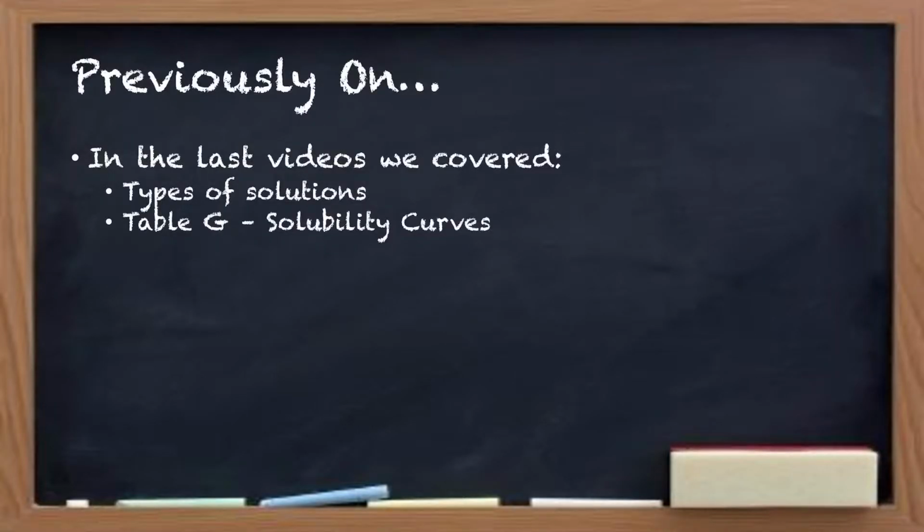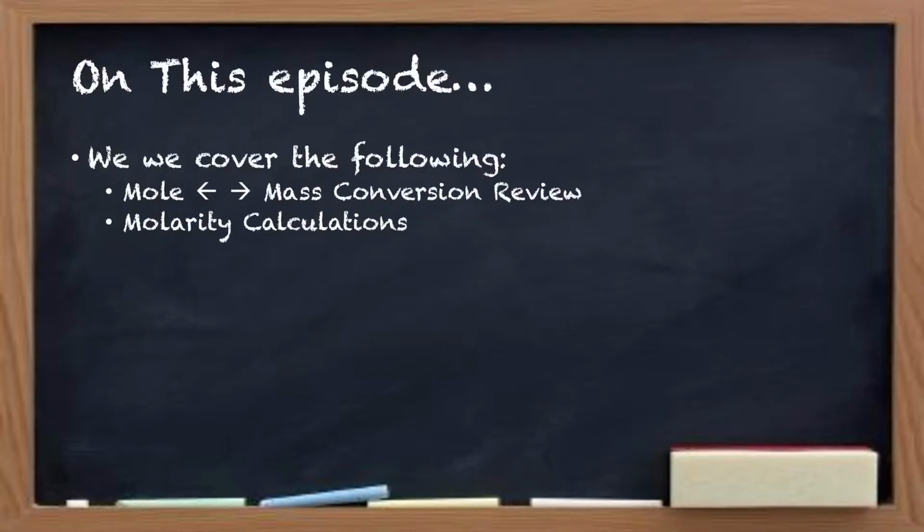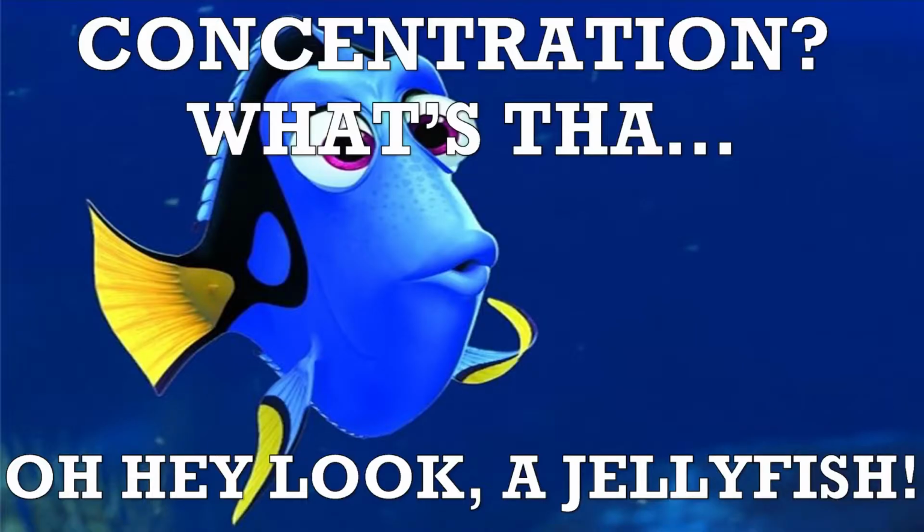In the last video, we talked about the different types of solutions, and we talked about Table G and how to use it, and how to read these different solubility curves. And like I had said before, today we're going to start with these concentration calculations focusing on molarity. So molarity, you might see the word mole. So before we get into that, we're going to do a quick mole mass conversion review and then jump into the molarity equation. So concentration, what is that?